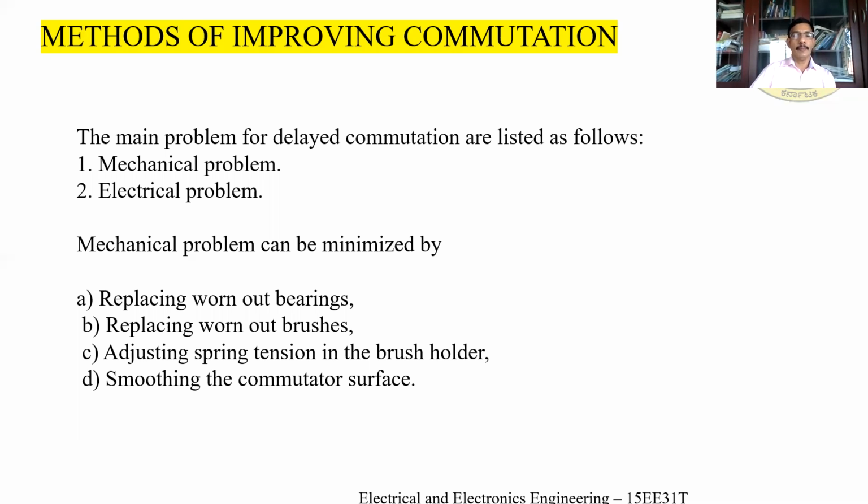Adjusting spring tension in the brush holder. The brush is placed inside the brush assembly. That assembly consists of a spring also, because while rotating, the brush is stationary, the commutator is rotating. You have to apply pressure on the brush to collect the voltage from the commutator. So proper pressure is also very important. You have to adjust that. Next, smoothing the commutator surface.